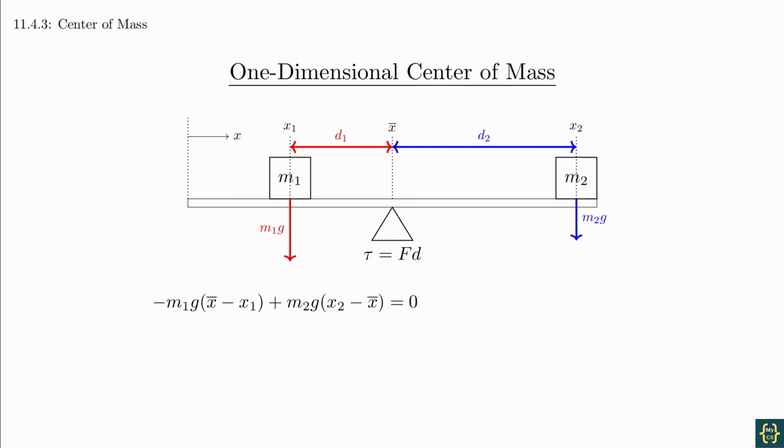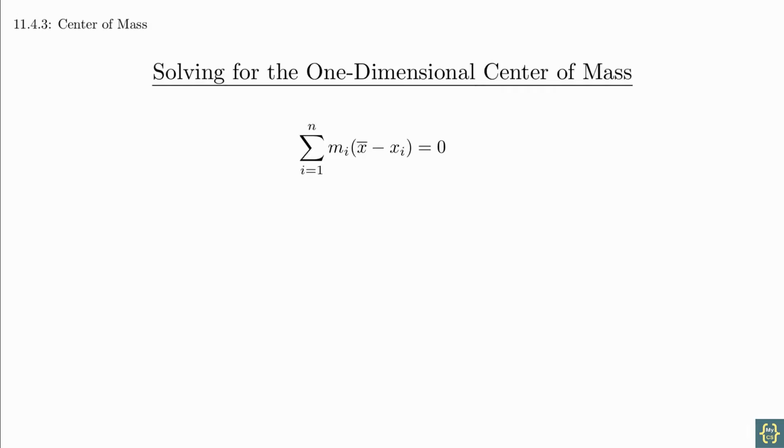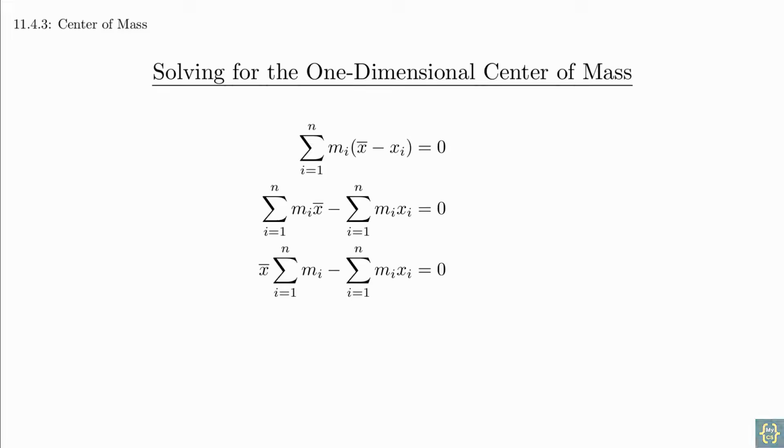We'll say that the objects to the left of the pivot produce a negative torque, and the objects to the right of the pivot produce a positive torque. This corresponds to the right-hand rule. After some quick algebra, we get this equation, which gives us a strong hint for how we might generalize the situation. Let's do some quick algebra on the general form. First we distribute, and then separate the sum into 2 pieces. Notice that x bar is constant, so it can be factored out of the sum. Then we move the second sum to the right and divide by the first sum to solve for x bar. And this is the formula to get the center of mass for 1 dimension.